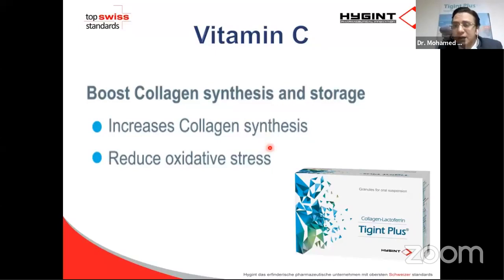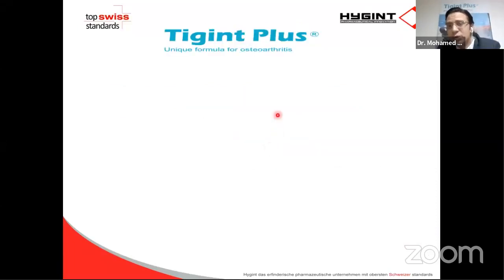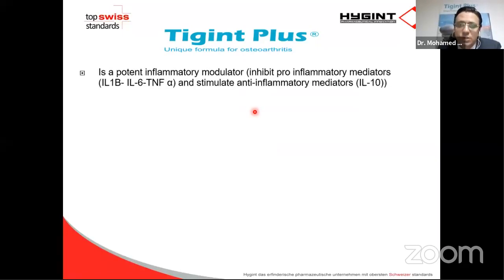دول الحقيقه الفايف انجريدينتس اللي موجودين، زي ما قلت لحضراتكم حاجه يونيك موجوده في التيجنت بلس، مش موجوده في اي برودكت ثاني في الايجيبشن ماركت بتقدمه لكم طبعا شركه هايجنت. الخمسه انجريدينتس دول بيعملوا لنا مانجمنت بشكل هايل جدا لكل الساينس والسيمبتومز بتاعت الارثرايتس، عن طريق ان هم ليهم بوتنت انفلاماتوري ميديوليتور افكت، بيمنعوا البرو انفلاماتوري ميدياتورز زي الانترلوكين 1 بيتا، الانترلوكين 6، التي ان اف الفا، بيستيميوليت الانتي انفلاماتوري ميدياتورز لايك الانترلوكين 10.